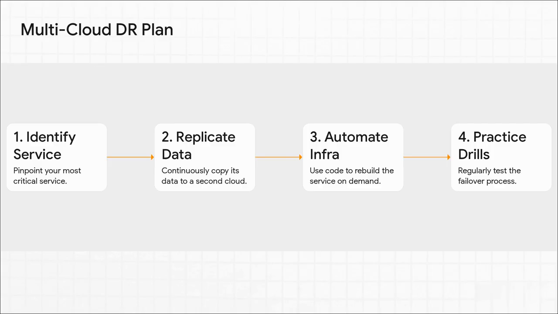Third, automate everything. Use infrastructure as code so you can rebuild the service with the push of a button. And finally, and this is so important, practice. Practice failing over regularly. An untested disaster recovery plan isn't a plan at all.